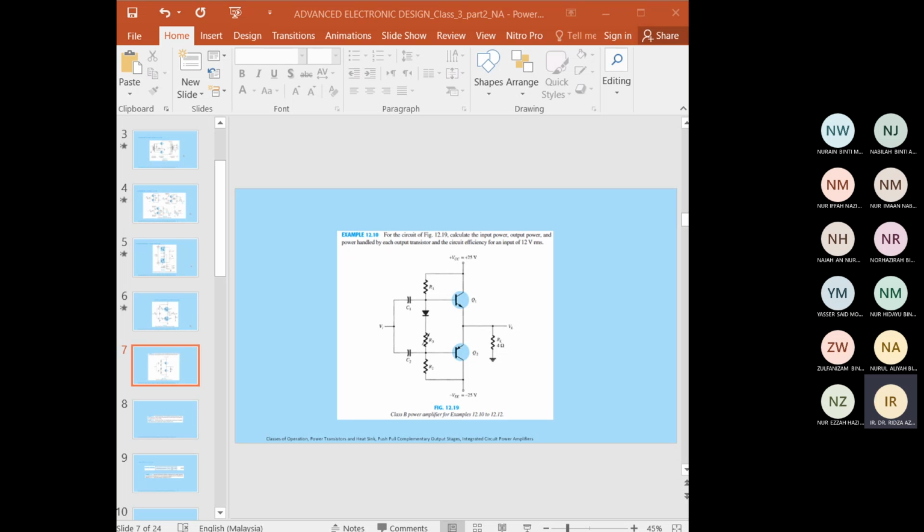Okay. For example 12.10, hello, can you hear me? What is the circuit efficiency? Efficiency, I got 53.32%. 53.32, yes. Okay, right. So your PQ? 15.8. Okay, right, correct.